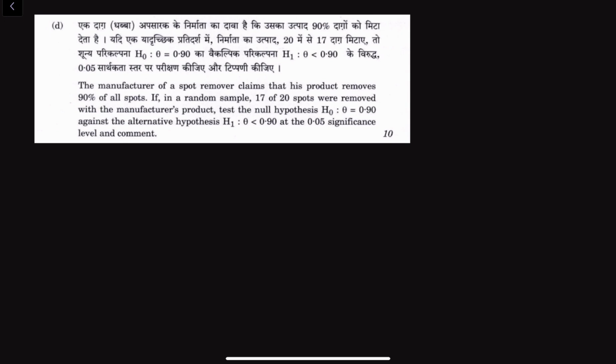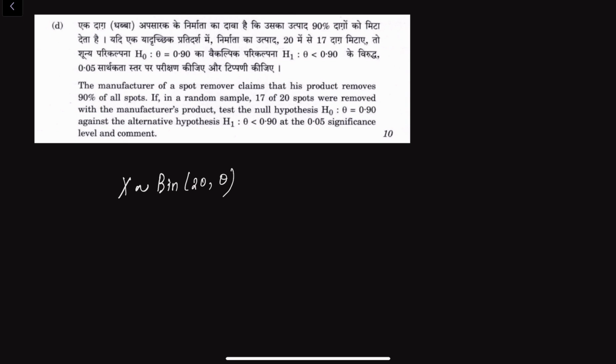First of all, 17 of the 20 spots were removed with the manufacturer's product. If I consider X as my random variable here, that means the ones which are removed. We can clearly see we're having binary outcomes here, so X follows a binomial distribution with 20 comma theta, where theta is the chance that the product removes the spots. Either it can remove or it can't remove the spots.